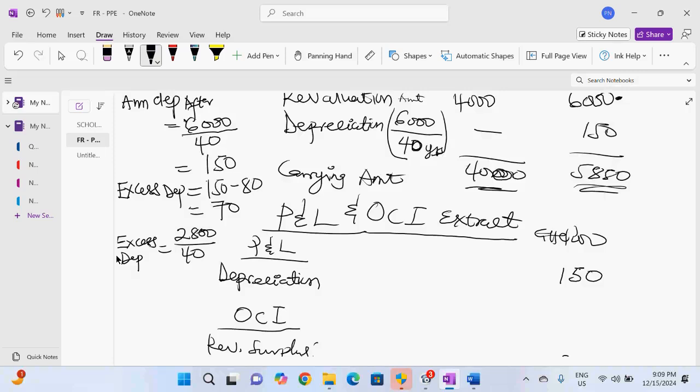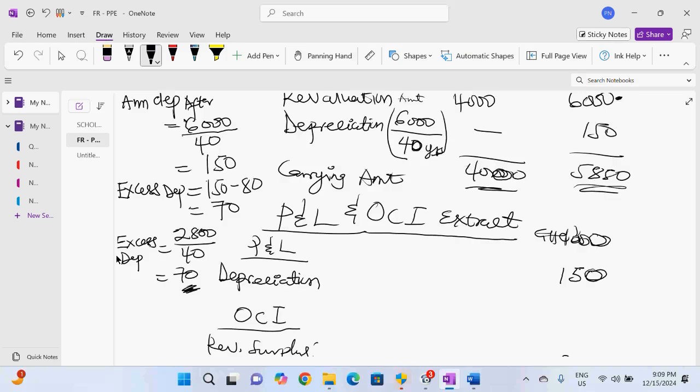2,800 over 40. That is without the land, right? Yes, please. So that is 70. So this will tell you that we should use without land. Do you get it now? Yeah. The entire class, do you get it?